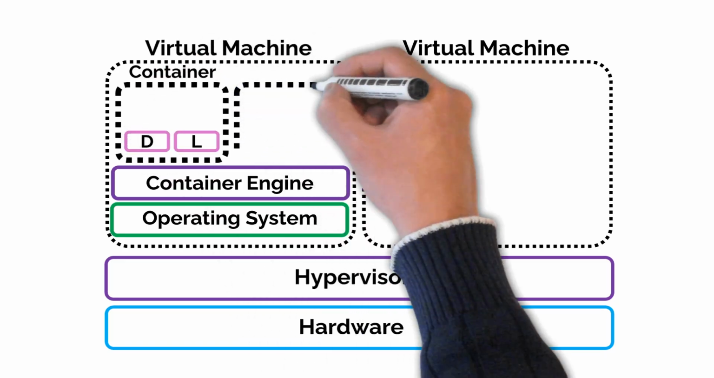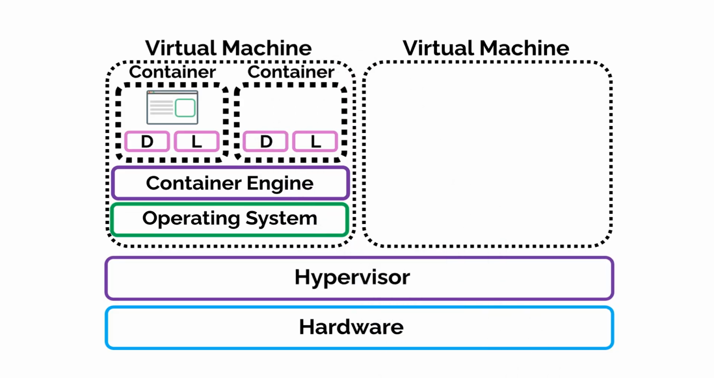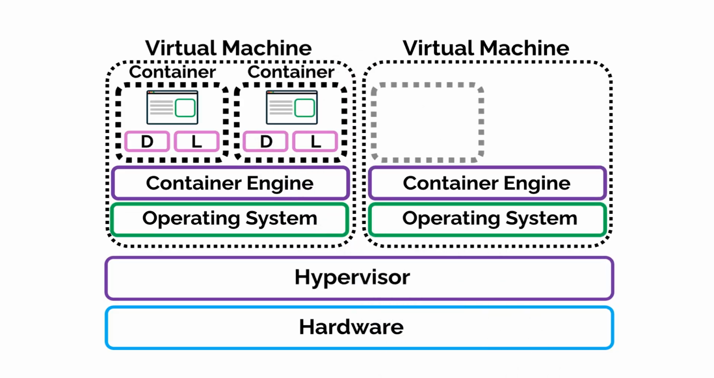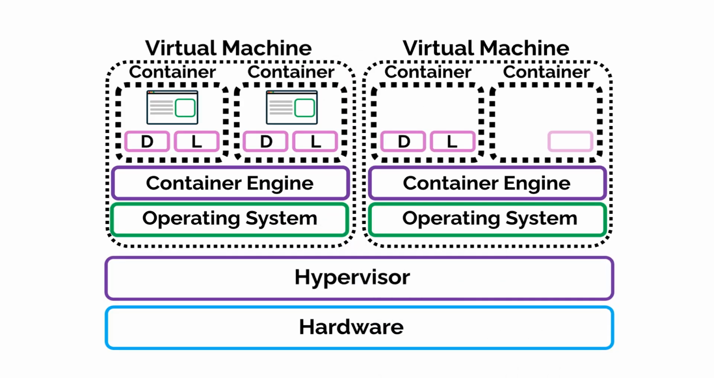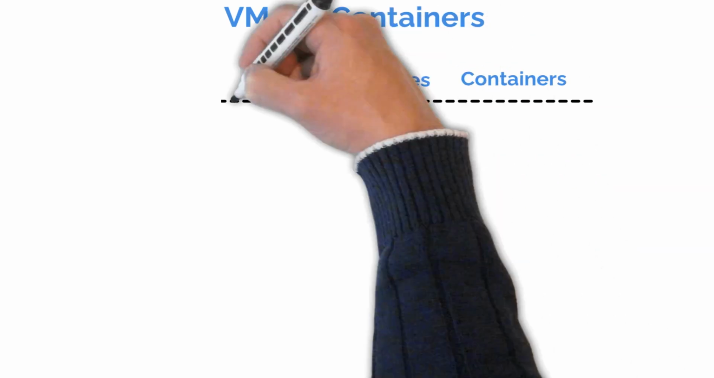This setup gives you the security and isolation of VMs, along with the speed and efficiency of containers. And it's exactly how things work in platforms like AWS, Azure, and Google Cloud. Now, why are containers usually preferred over running apps directly in virtual machines? Let's compare a few key areas.